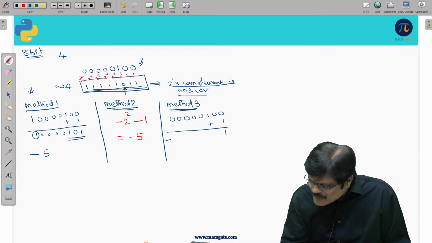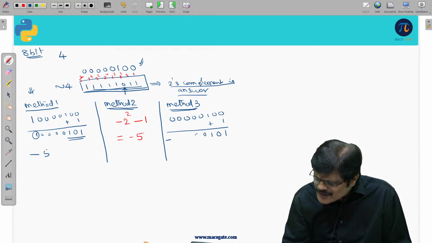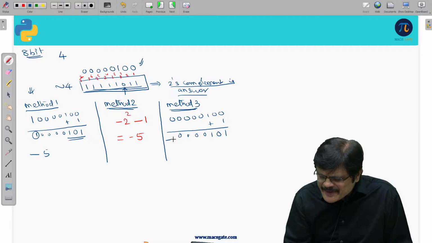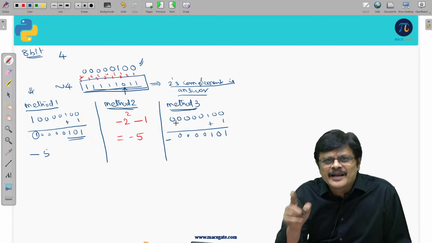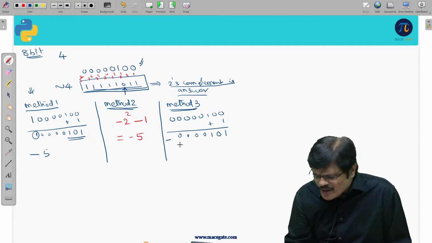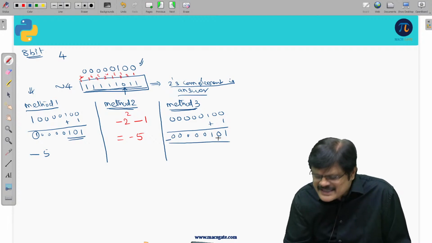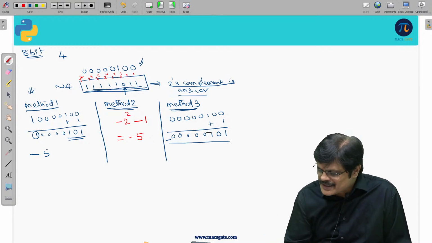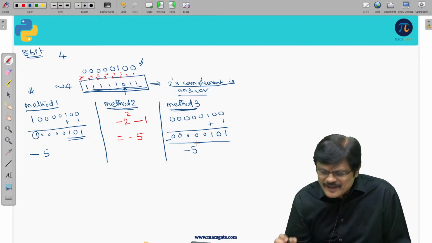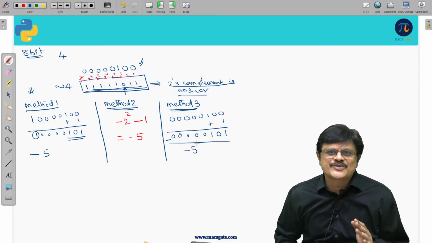So what is it? It is 1, 0, 1, remaining all zeros. See, minus means you can represent it with the leading MSB as 1, or you can just write down this number with a minus of it as your answer. So what is the answer, sir? Minus 5 is the answer.